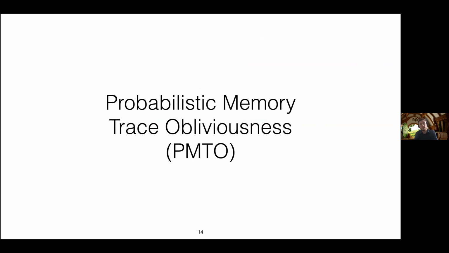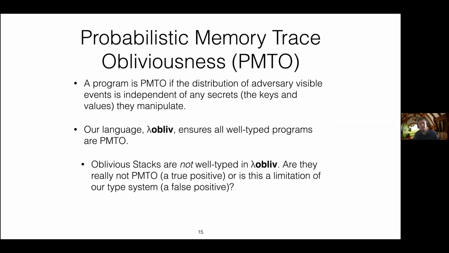So I've been alluding to probabilistic memory trace obliviousness. Let me just drill down on that a little bit. A program is PMTO if the distribution of adversary-visible events, in this case the memory traces, is independent of any secrets, in this case the keys and the values that we're inserting into the ORAM. And the language that we previously developed, lambda-obliv, as I mentioned, ensures all well-typed programs are PMTO. But oblivious stacks were not well-typed in lambda-obliv.